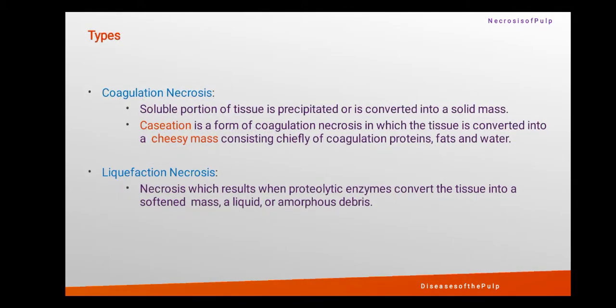And the types of necrosis, as you must be knowing from your general pathology classes also, are coagulative necrosis or liquefactive necrosis. In coagulative necrosis, the soluble portion of the tissue is precipitated or converted to a solid mass. That is also called caseation type of necrosis, a cheesy mass. In liquefactive necrosis, because of the proteolytic enzymes, the whole tissue is converted to a softened mass of liquid amorphous debris. Now these can be distinguished only by the histopathological picture. Radiographically or clinically, you cannot distinguish which type of necrosis has occurred in the tooth.